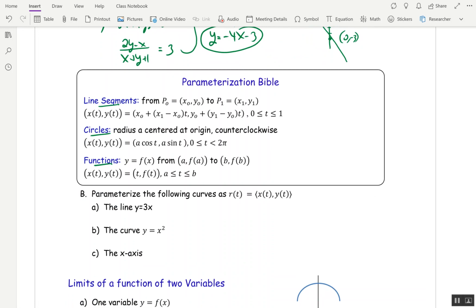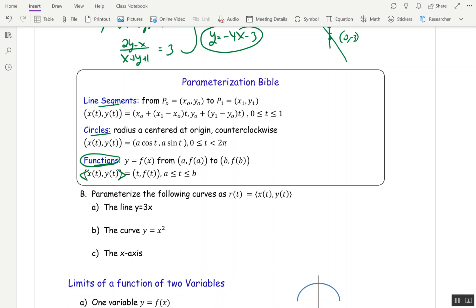Parametrize the following curves. The line y equals 3x. Don't use the one for line segments, because that's a segment from one point to another. We want the whole line. This actually falls under the category of a function, y equals f of x, where f of x is 3x. So the parametrization Bible would say let x of t, y of t. Some people use pointy brackets, some people use round brackets. There's really no one way to do it.